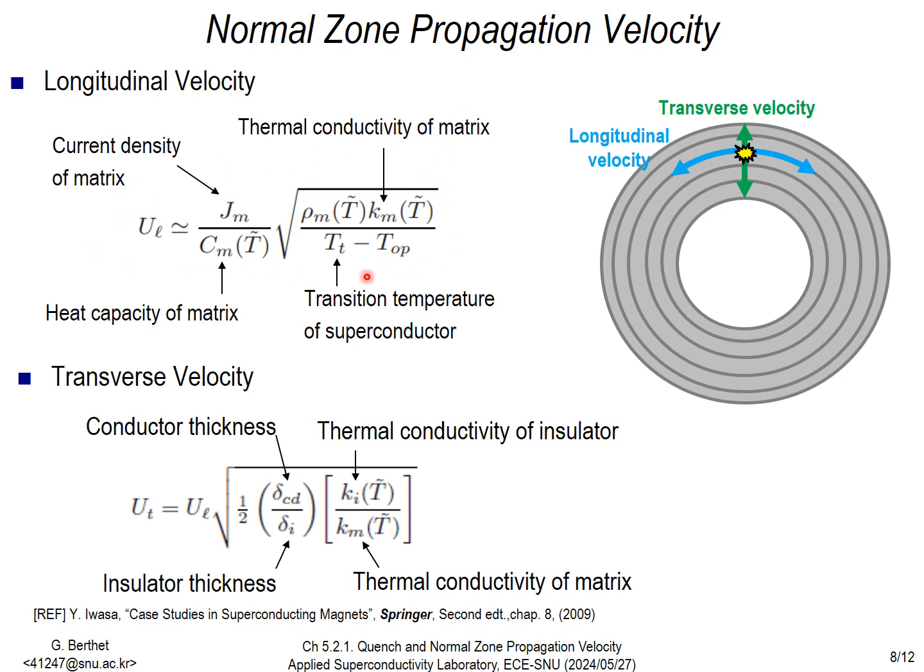Because of all the assumptions we made, we might think that this equation is not very accurate, especially for HTS, but it was verified experimentally that this equation gives reasonable orders of magnitude for LTS and HTS wires. With the longitudinal velocity, we can determine also the transverse velocity using this formula.